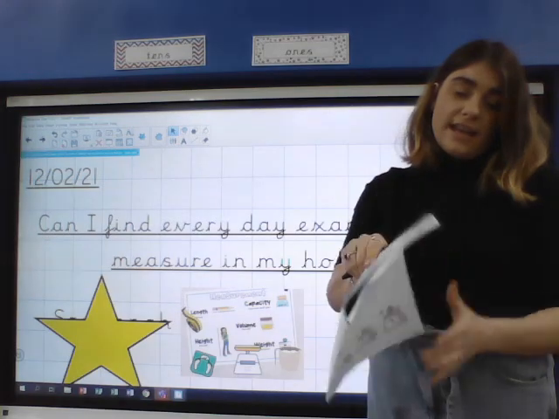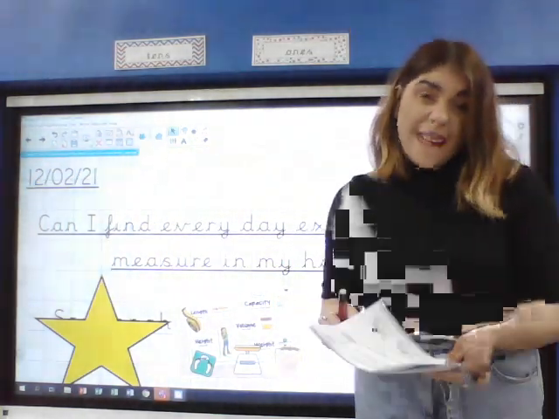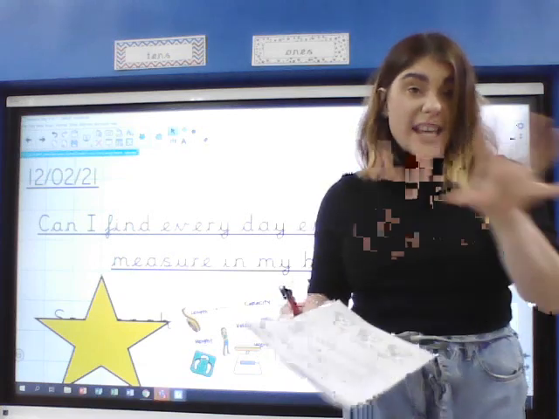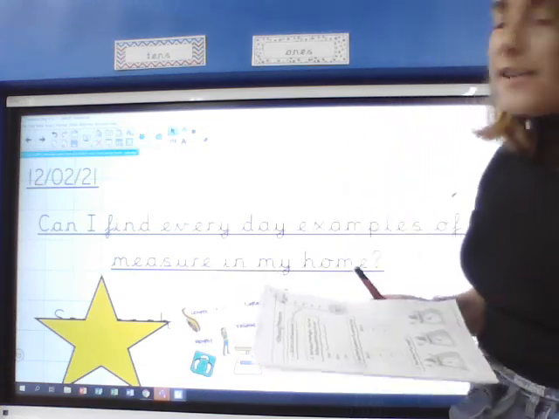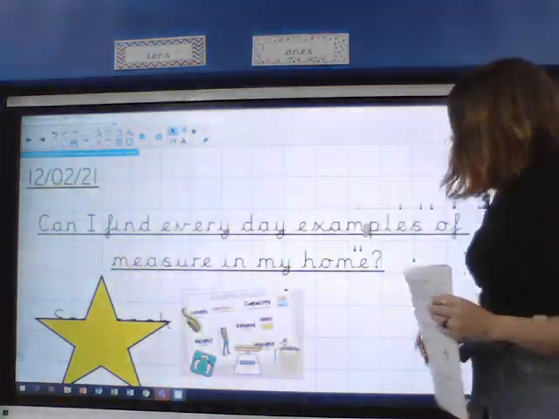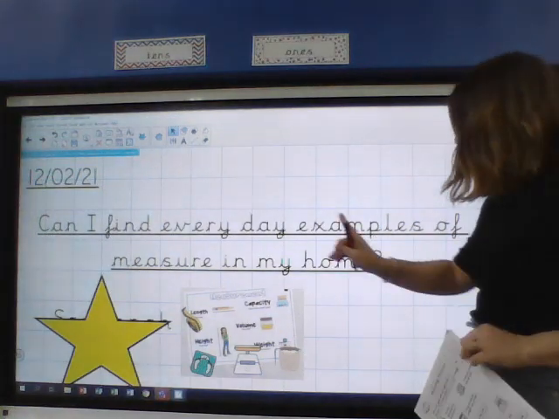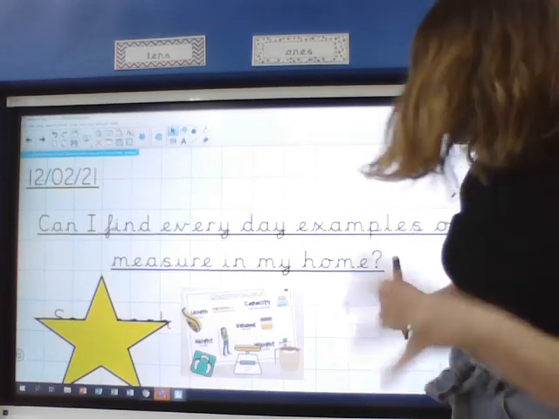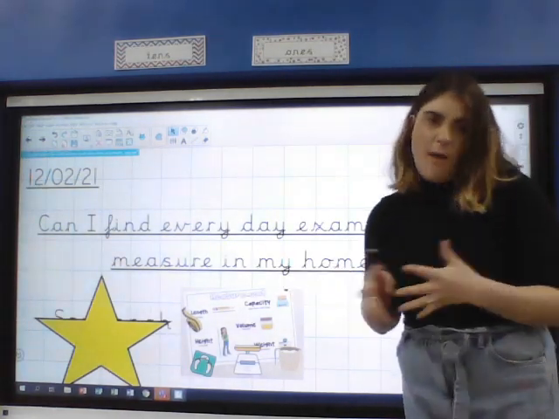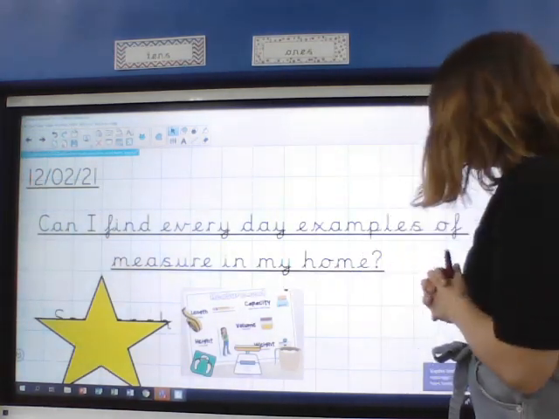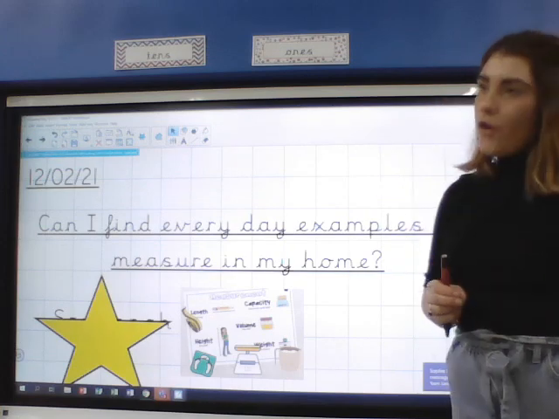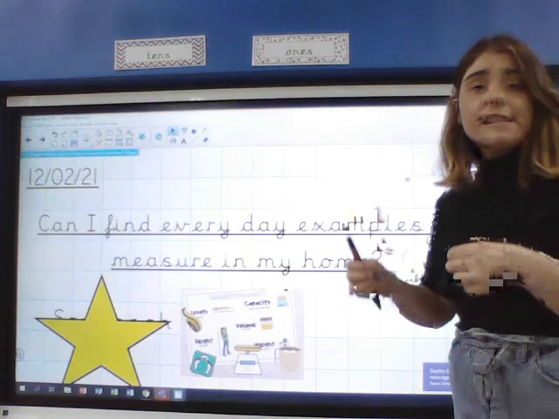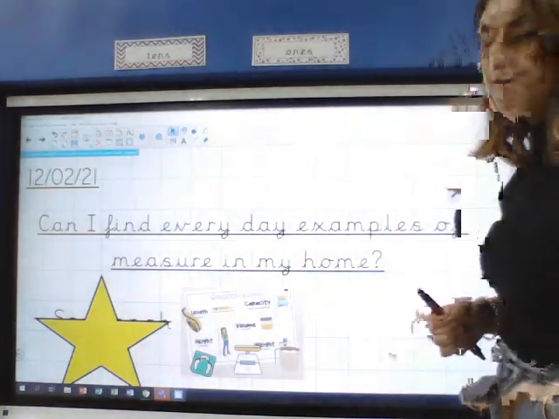Today, as I mentioned yesterday, we're not working in our book because actually the next page is about money and it's Friday, so we don't want to start some new learning on a Friday. So we're going to keep to the theme of measure. Today it says, can I find everyday examples of measure in my home? We don't need the book for this today, Year 2. You just need your whiteboard or a scrap piece of paper, whatever you've got to write on or record. So we're looking today for things that we can measure in our home and things that we can find that have already been measured for us.